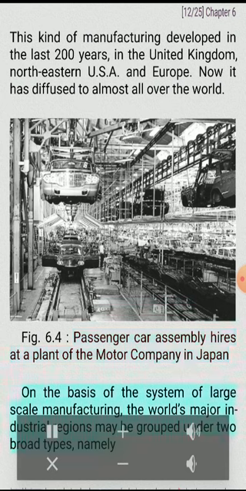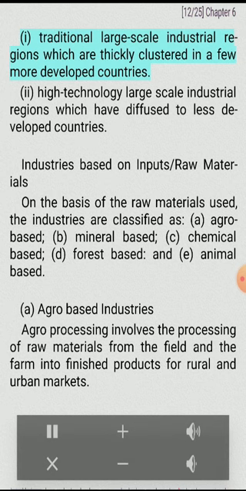On the basis of the system of large-scale manufacturing, the world's major industrial regions may be grouped under two broad types, namely: I. Traditional large-scale industrial regions which are thickly clustered in a few more developed countries. II. High-technology large-scale industrial regions which have diffused to less developed countries.